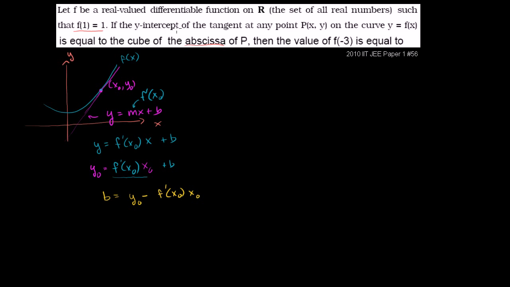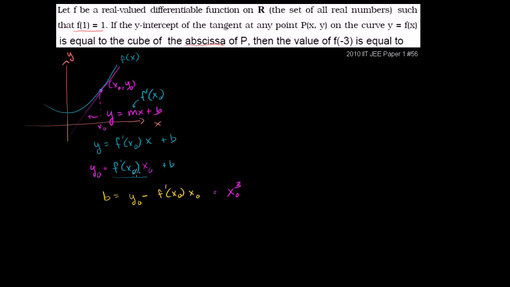And they tell us the y-intercept of the tangent at any point P, x, y, on the curve y equals f of x, is equal to the cube of the abscissa of P. And abscissa is just a fancy way of saying the x-coordinate. Clearly, they're just using the word to filter out people who don't know the word abscissa. If I tell you I have the point 2, 3, the abscissa of this is just 2. So all this sentence is telling us is that the y-intercept is equal to the cube of the x-coordinate. The x-coordinate here is x naught, so it's going to be equal to x naught cubed.